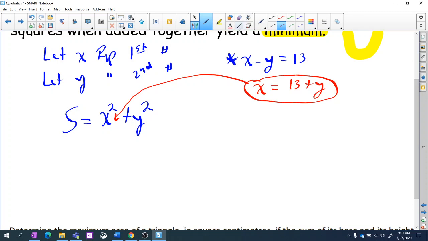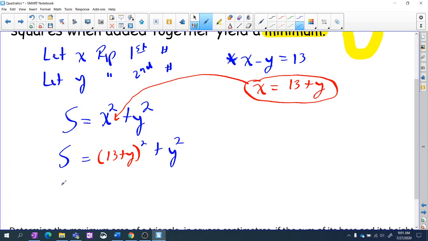Okay, so let's do our substitution. So S equals will stay the way it is. Instead of x, we're going to put 13 plus y in its place. And then everything else will just stay the same. Now, how has that helped the problem that we were discussing here? My dilemma here was I had two different variables. Well, that dilemma has been cleared up now. I only have the variable y on the right side.